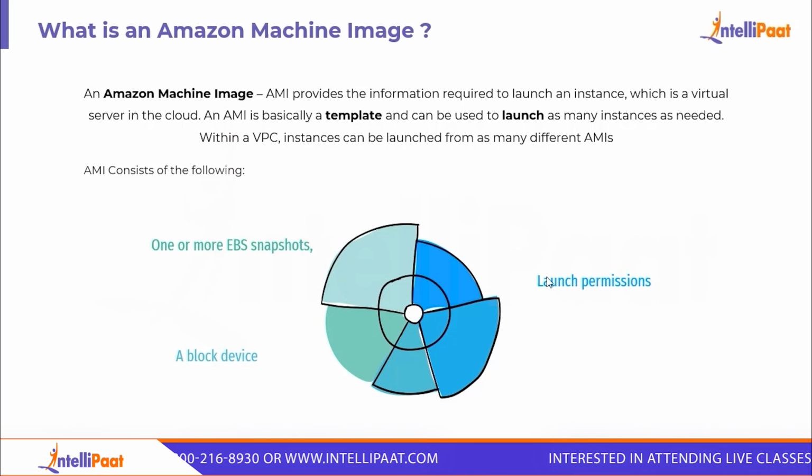Each AMI is composed of several key elements. We have the Elastic Block Store, or the EBS snapshot, capturing the data state of our server. Then there's the block device mapping, detailing where to store the data and what to store at that location. Launch permissions are equally vital, determining who can use the AMI to launch instances. It's about control and sharing, keeping your cloud environment secure and collaborative.